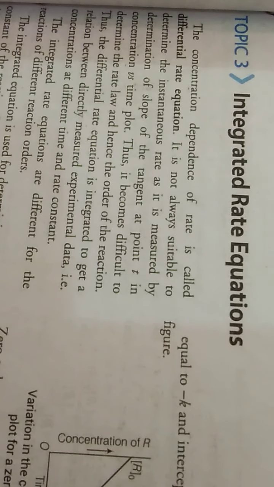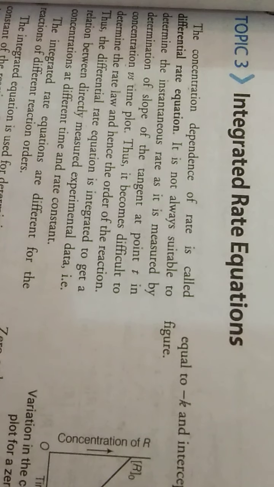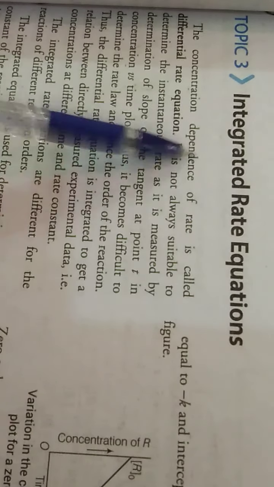And when it becomes really difficult to determine the rate law by finding out the instantaneous rate of any reaction, it becomes really difficult to find out the order of the reaction. It becomes difficult to find out the rate law and thus the order of reaction. So children, what do we do? Then we'll come to this one.